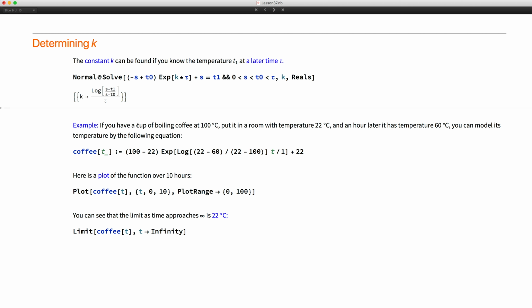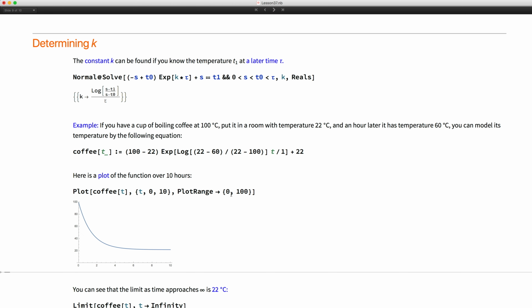So as an application, let's say you've got a cup of boiling coffee at 100 degrees centigrade. It's boiling, and you put it in a room in which the temperature is 22 degrees centigrade. And let's say an hour later, the temperature of the coffee is 60 degrees centigrade. Then what you can do is you can model the coffee temperature by the equation over here, where I've plugged in the value of k based on the given information. So that is the starting temperature, that's the room temperature, and you want to model the coffee over a period of time. So let's see what happens to it over a period of, let's say, 10 hours.